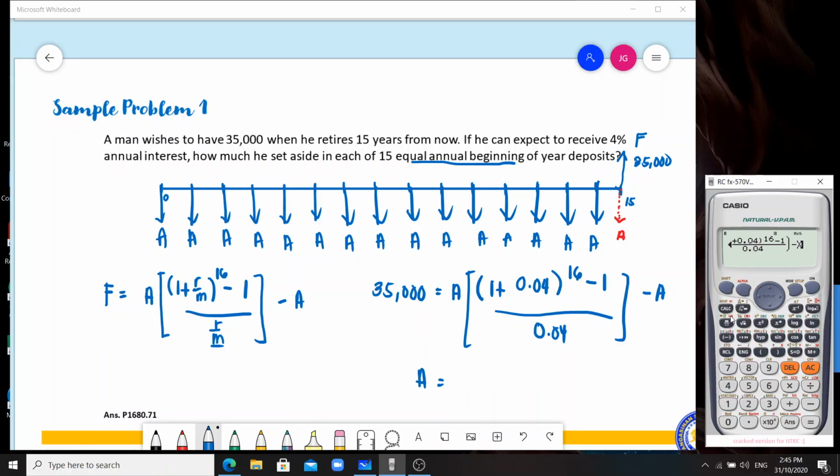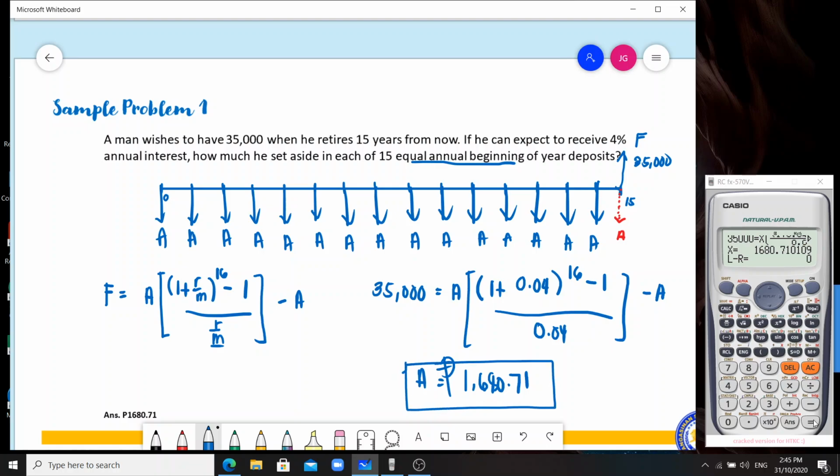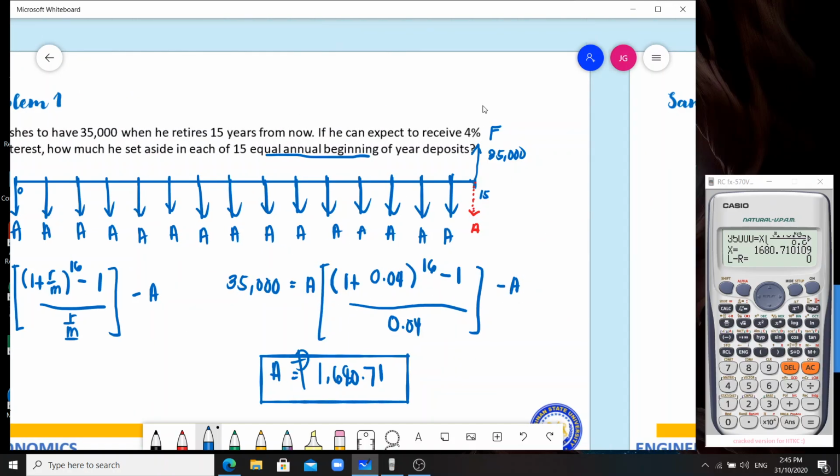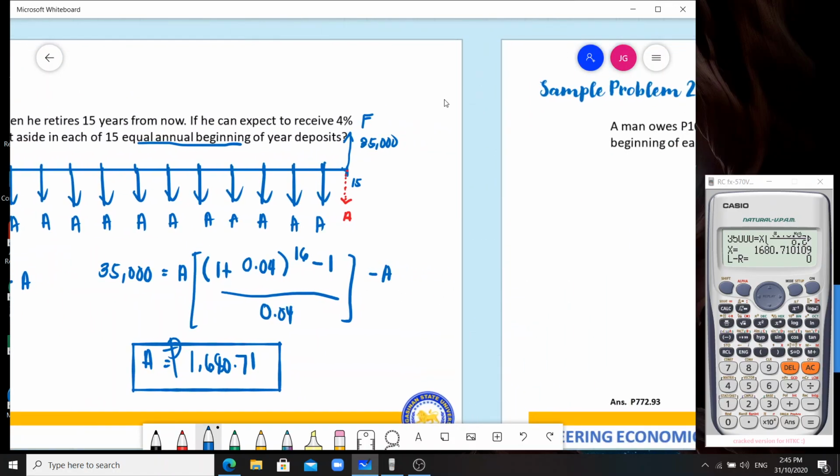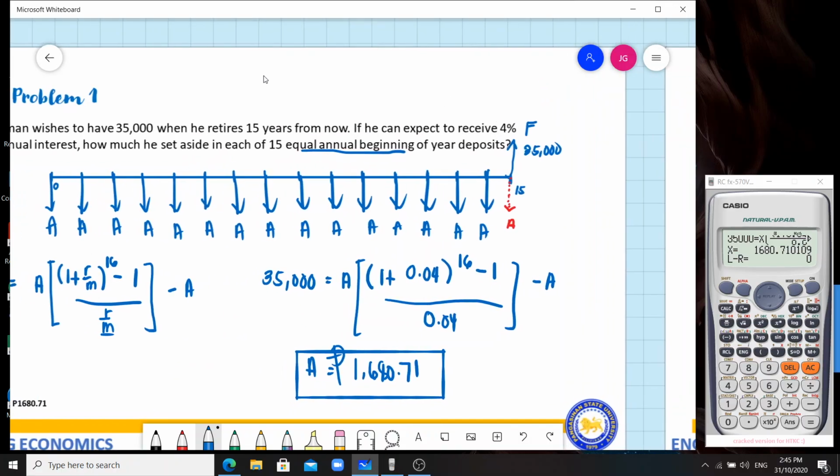Then, shift solve. Ang makuha natin is 1,680.71 pesos. So, ito yung babayaran niya kada taon at the beginning of each period para makaipon siya ng 35,000 after 15 years. Okay? So, that's how you solve a future worth problem sa annuity 2.